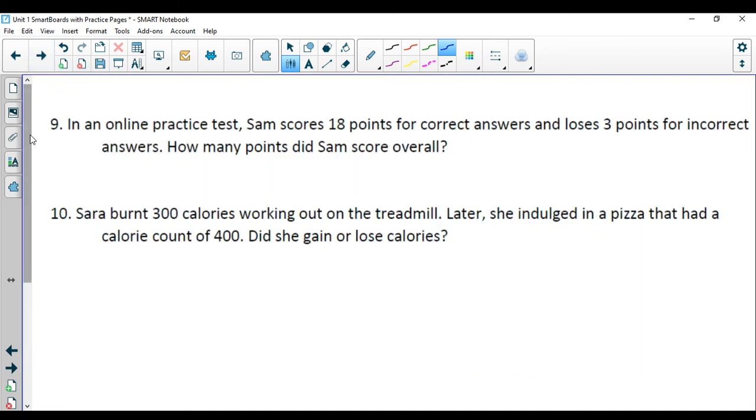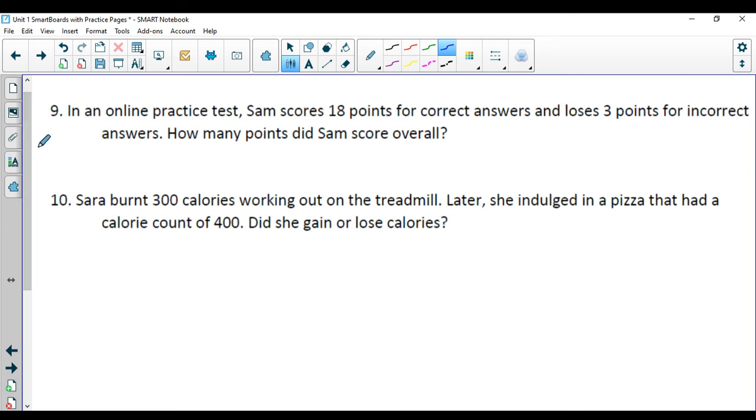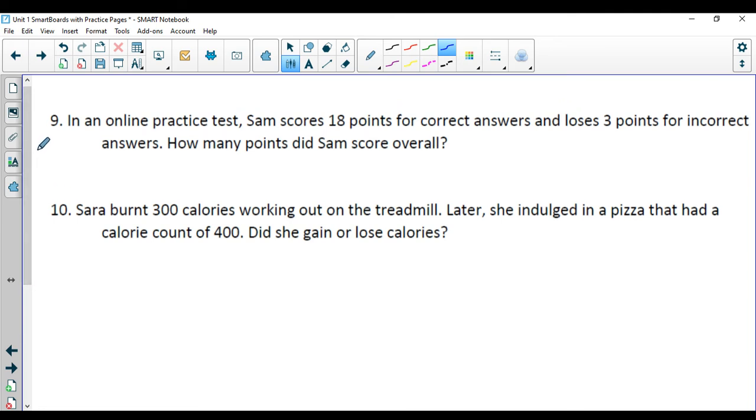All right, we have 2 examples here then to basically get us going with word problems. So we're going to look for some keywords here. A big concept in math is looking for keywords that tell us if our numbers are going to be positive numbers or negative numbers. So it says, in an online practice test, Sam scores 18 points for correct answers. So this is what he gets. So it's a positive 18.